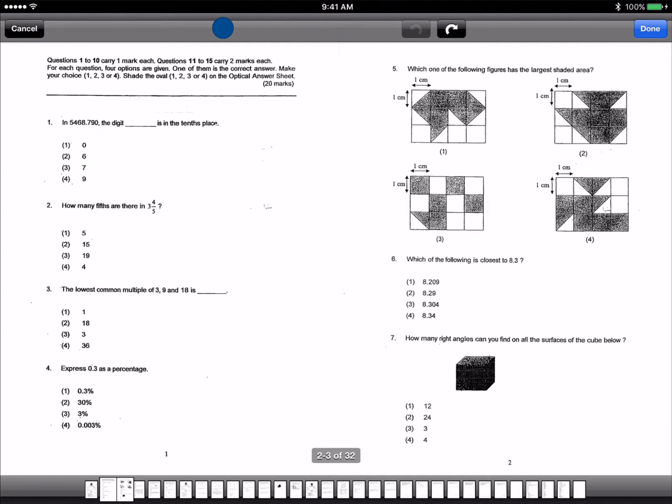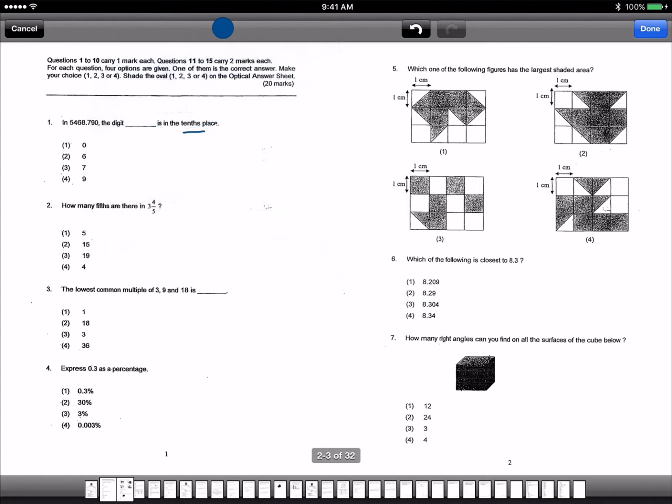Okay, so in 5468.790, what is the digit in the tenth place? The tenth place is the number 7. So the answer has to be 3.